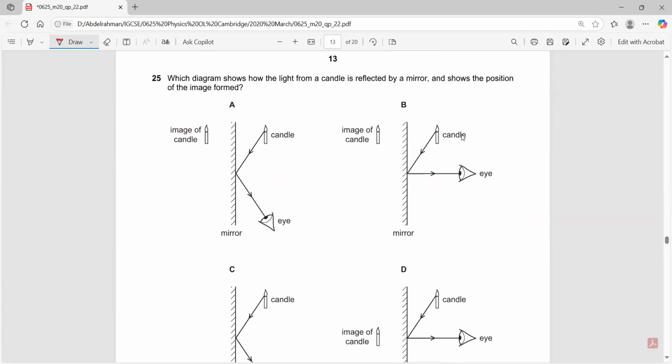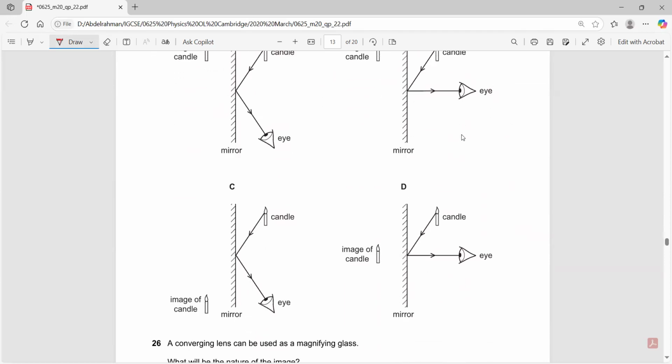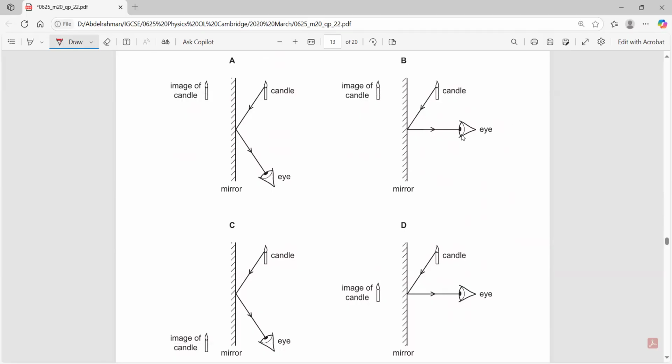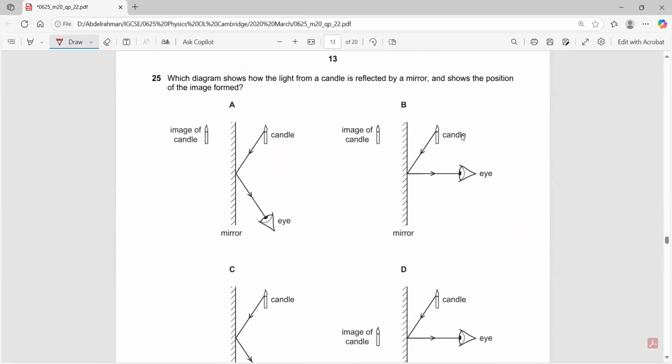Which diagram shows how the light from the candle is reflected by the mirror? How the light is reflected by the mirror. So, whenever you have an object, the image of this object has to be on the other side, exactly, right? It has to be on the other side of the object.